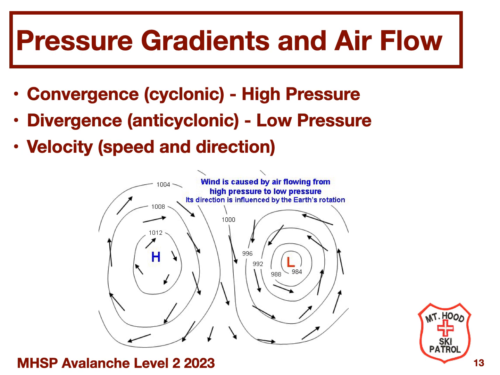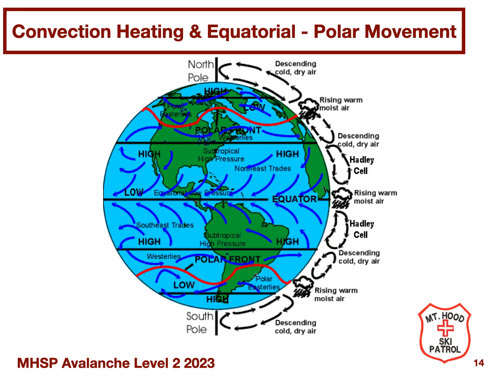Let's look at some of these airflows in more detail. This graphic shows the equatorial polar airflow due to the temperature variations from the equator to the poles. Air at the equator is warmed and rises and forms a low pressure region. This air flows north and south, increasing the air density in that region, subtropical highs.